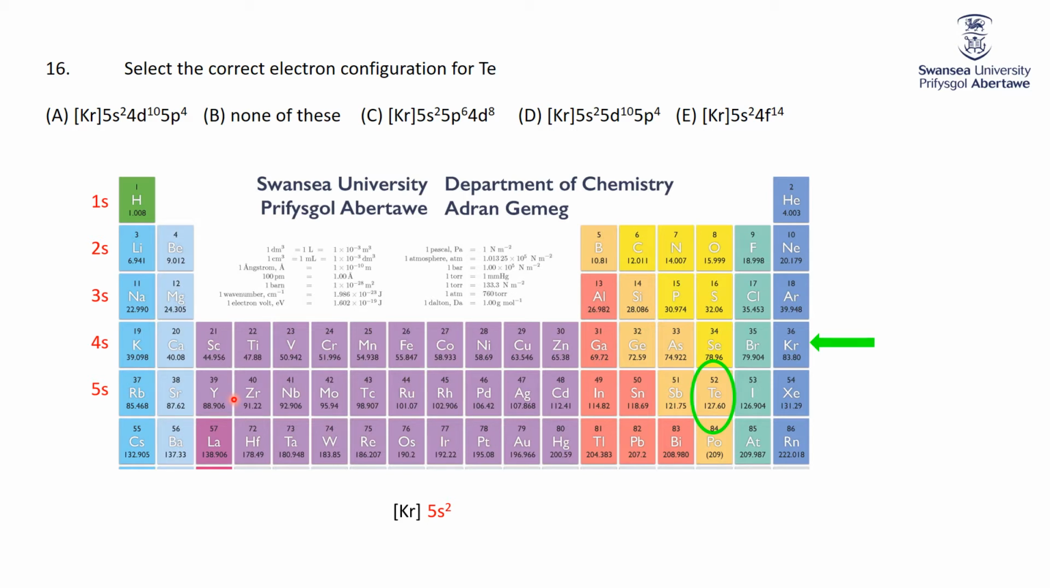Now, of course, at A-level you just look at the 3d. But there's no reason we can't also look at the 4d, which is where we are here. So we go all the way through the 4d, 10. So now we've got 4d10. And now we enter into the p. Where did the p's go? Well, the first p is 2p. So 2p, 3p, 4p. We're into the 5p here, and we go 1, 2, 3, 4, 5p4. So tellurium: krypton, 5s2, 4d10, 5p4.